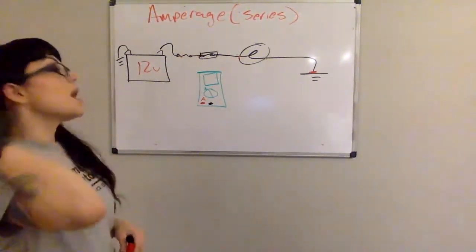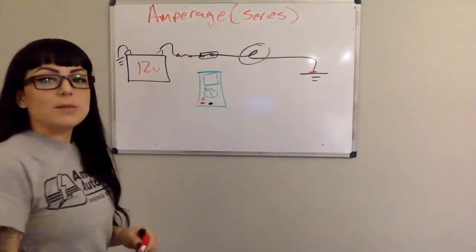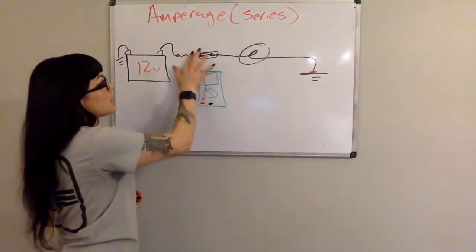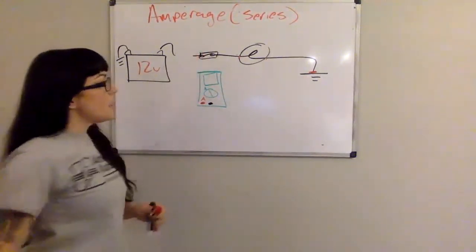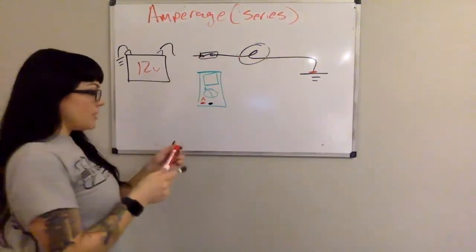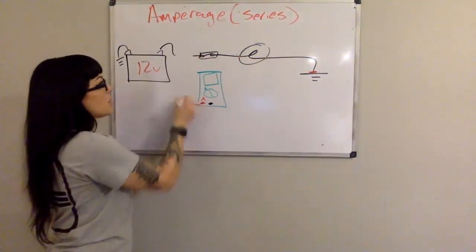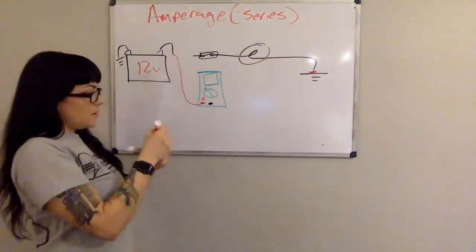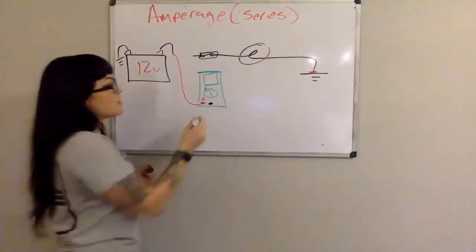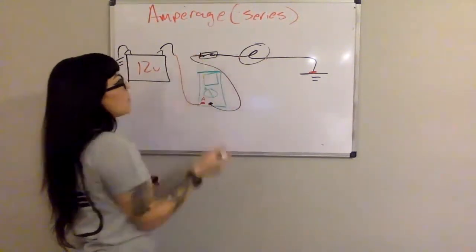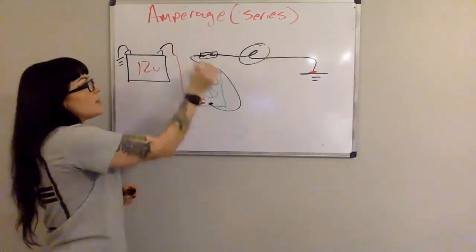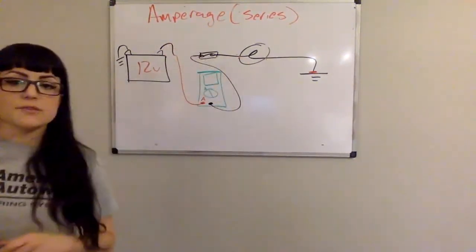What most of the time you will do, the easiest way to perform an amperage test in a circuit, is actually to remove the fuse and hook up our meter that way. So what we'll do is we'll connect one lead from the battery, and then the other lead will be coming out. So we're sort of using the ammeter as a fuse. Here's the problem.